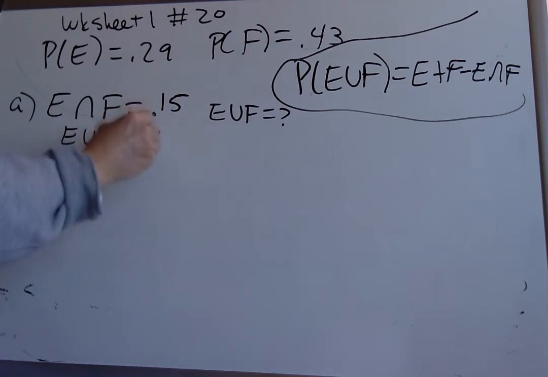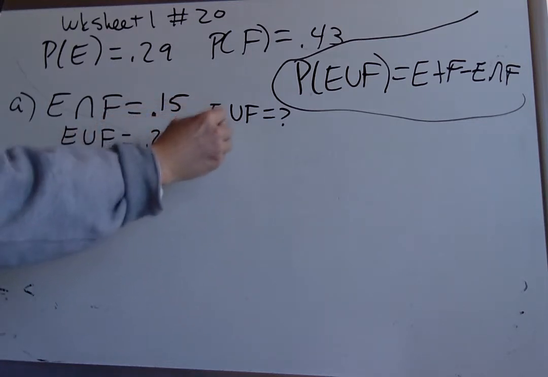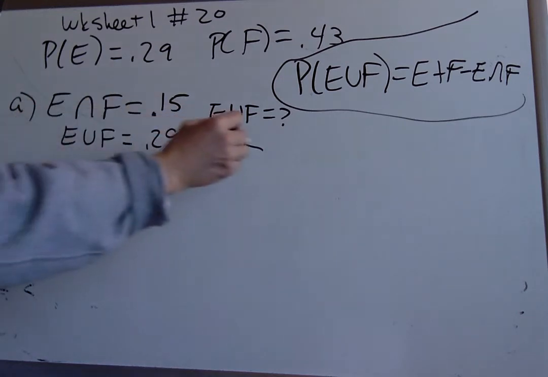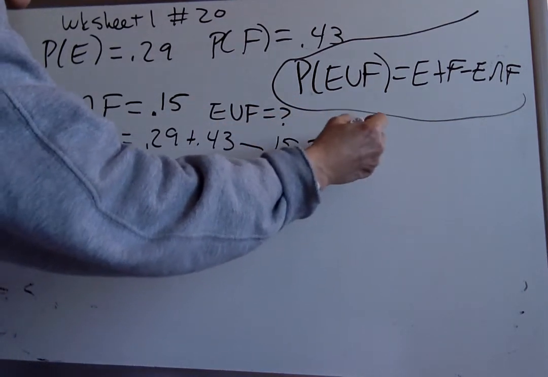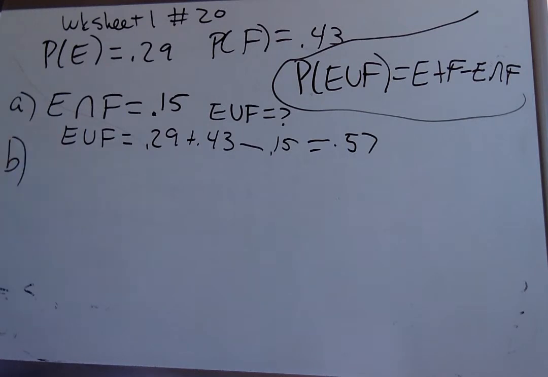E plus F minus E and F. They're just getting you to apply it. Let me look at my answer key. It's 0.57. Okay.